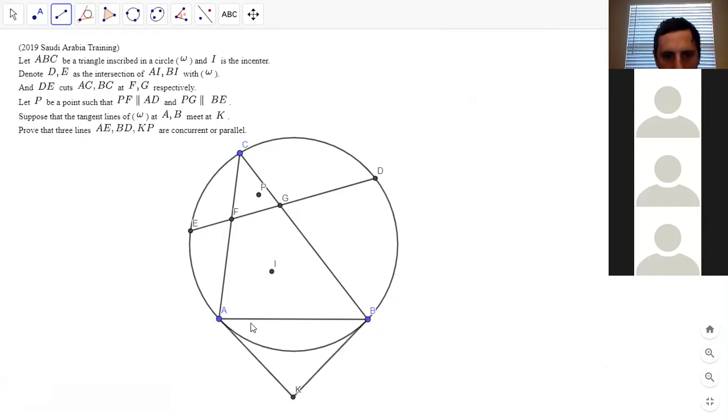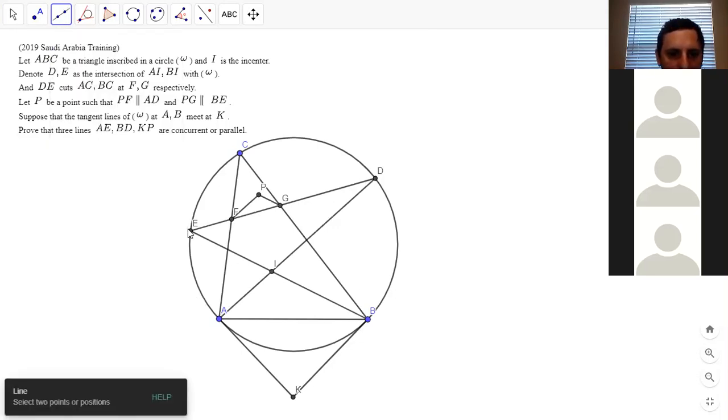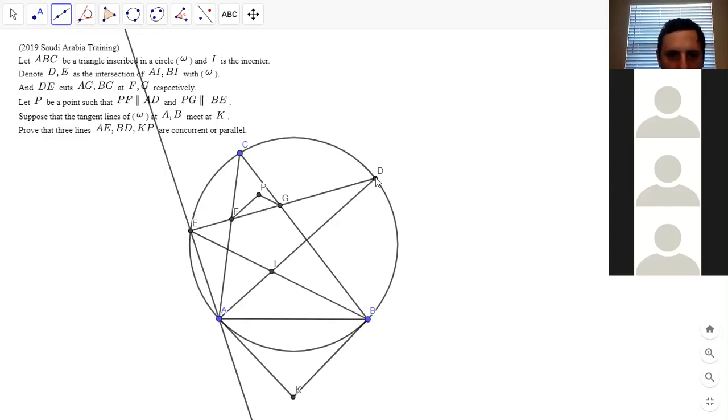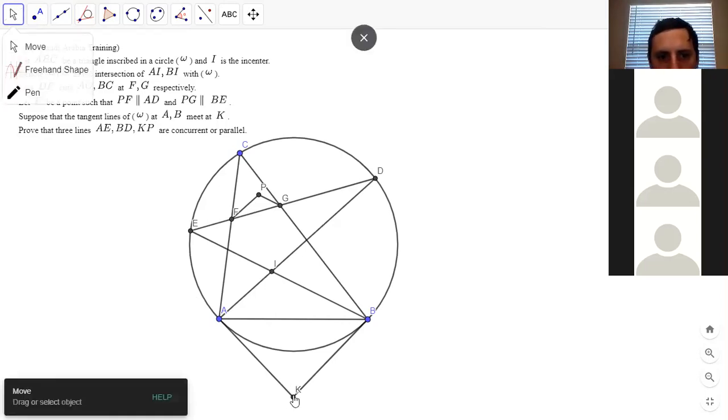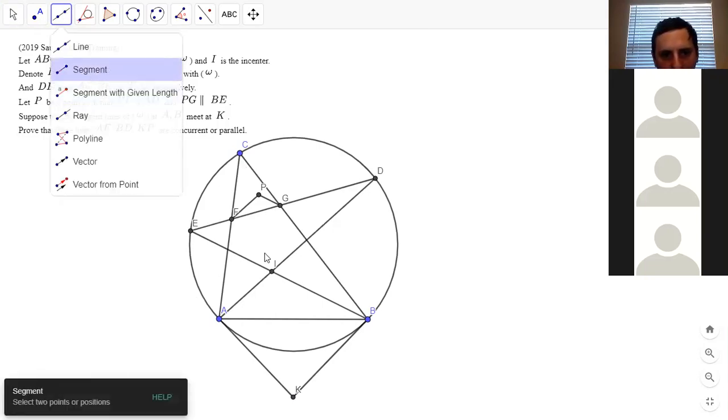Actually, by using Pascal's theorem, we need to prove that K, I, and P are collinear. So you don't need to draw lines AE and BD. It's going to be hard to draw this, but you don't need to draw those lines because by using Pascal's theorem, we need to prove that K, I, P are collinear. Okay. So once we show K, I, and P are collinear, then that would solve it, is what you're saying?